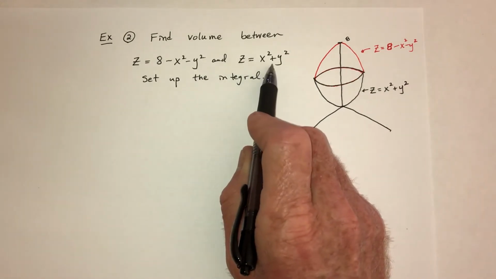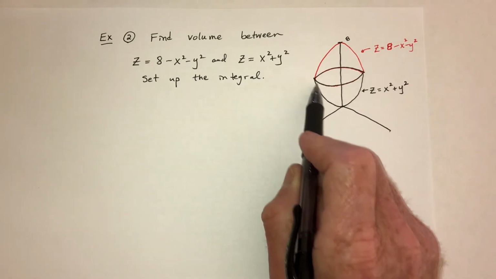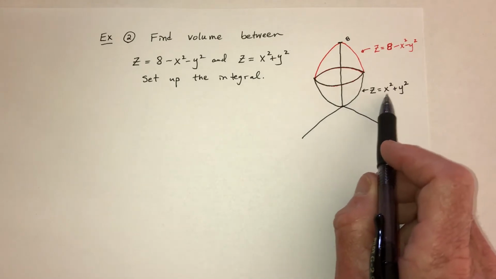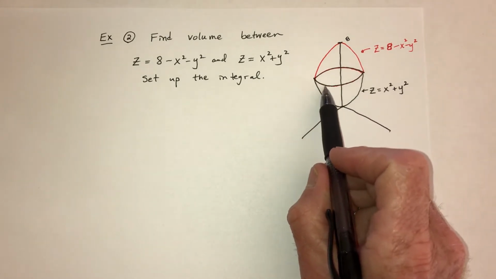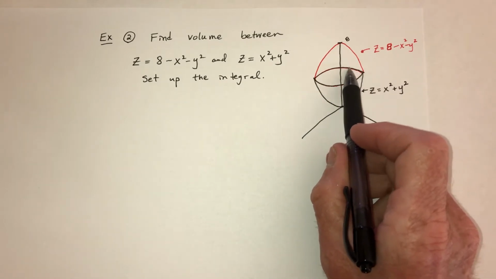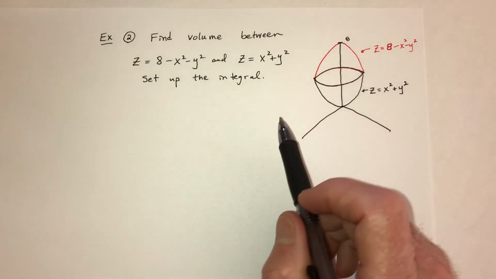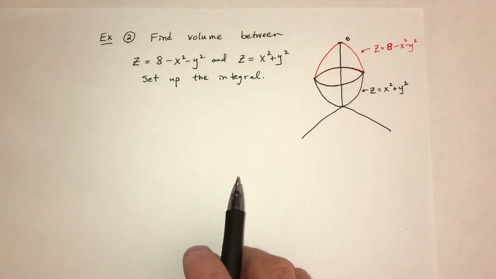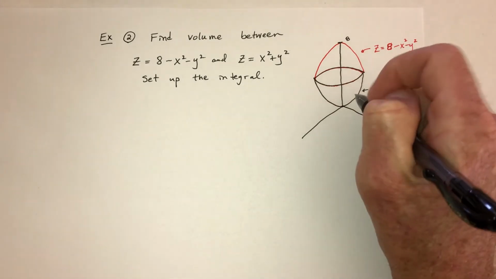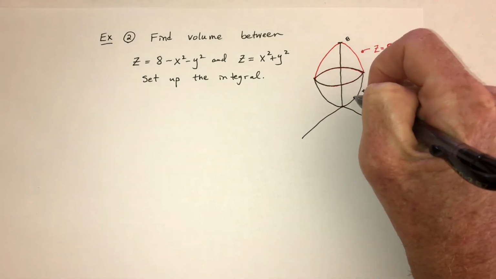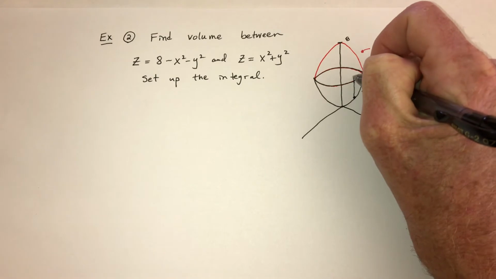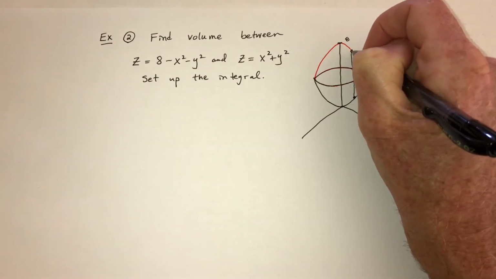And this is a paraboloid that starts at the origin and then is opening up. So that's this one right here. And then they meet right here. So this is both red and black, this little circle right here. And for this one, just set up the integral. Okay, so for the volume, the z value is going to go from the bottom paraboloid until it goes up to the top.